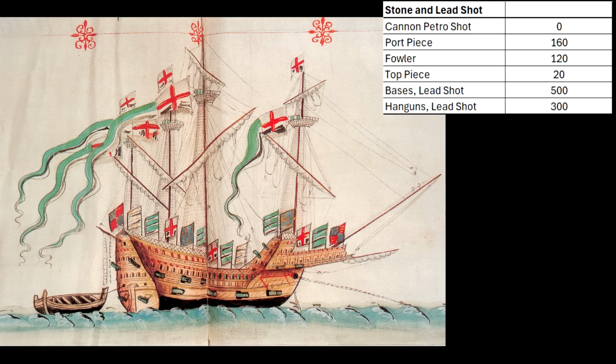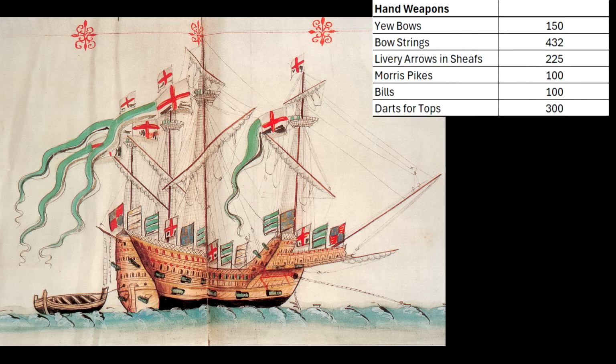but a rather dramatic reduction in the amount of stone and lead shot provided both in absolute terms and on a per-gun basis, with the exception of the bases, which, although they've got 100 rounds less in absolute terms, actually have a quite high number of rounds per gun because of that significant reduction in their overall numbers.